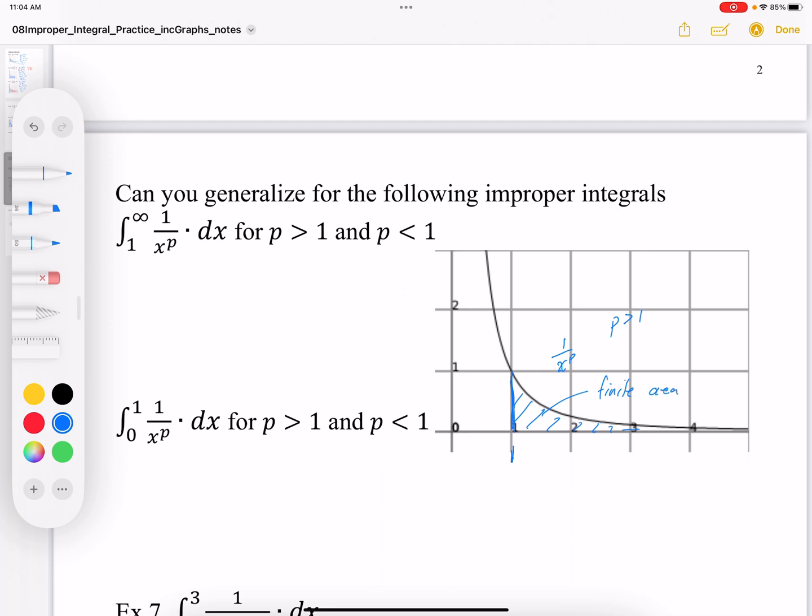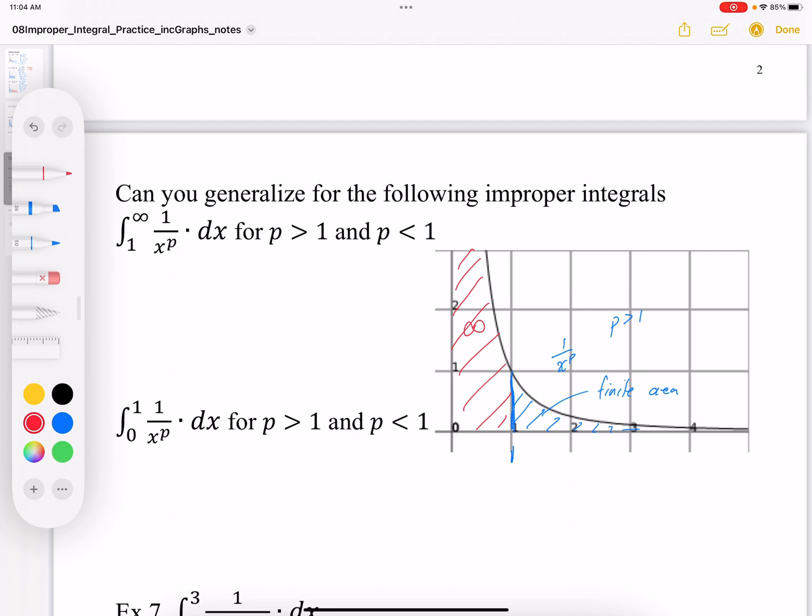And what ends up happening on the other side of that, if the area on this side is finite, the area on this side turns out to be infinite. We get infinite area on the other side. And so for powers bigger than 1, like cubes, squares, and even higher powers, this is going to be true all the time.